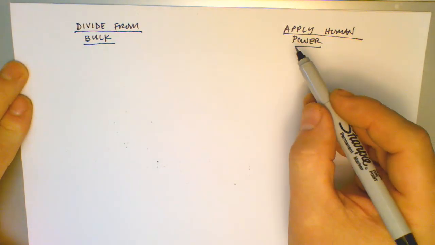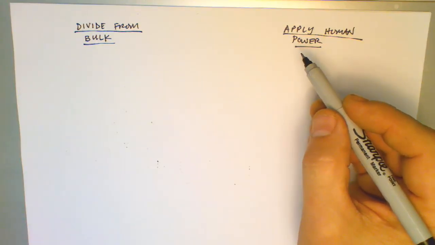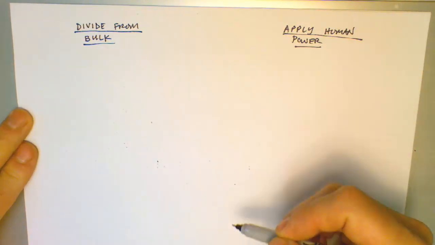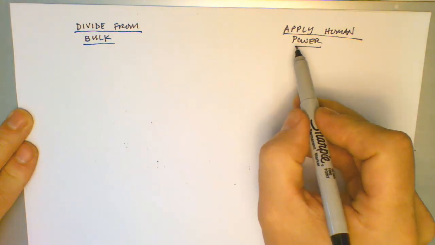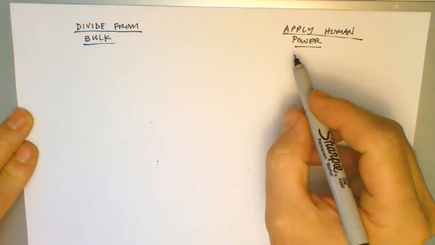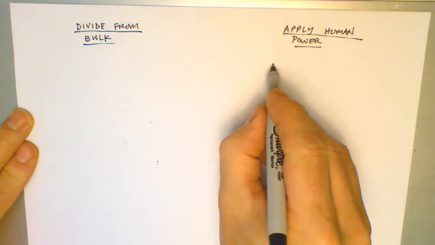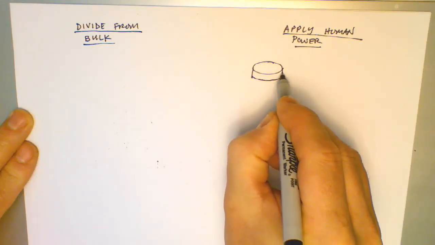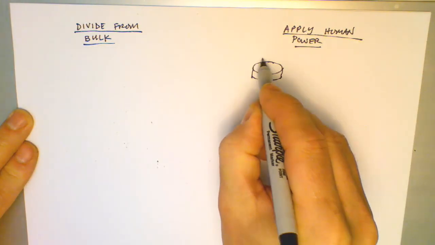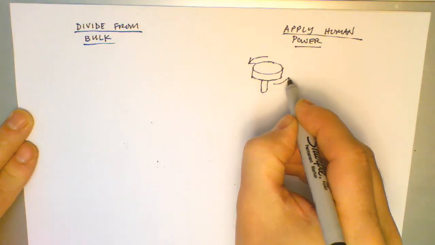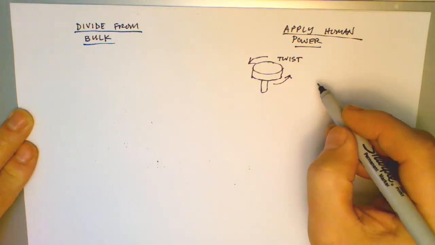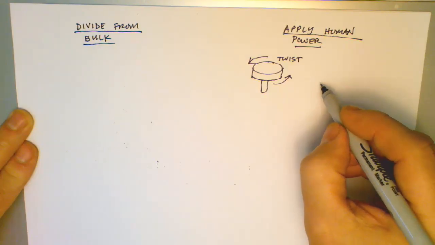So for instance, let me just give some examples for how we might use that decomposition by focusing on applying human power. So some ways that you might apply human power: you might imagine twisting. You might imagine squeezing.